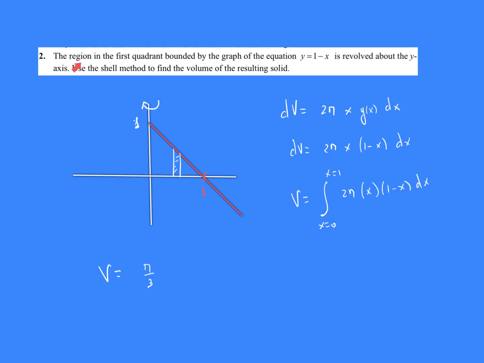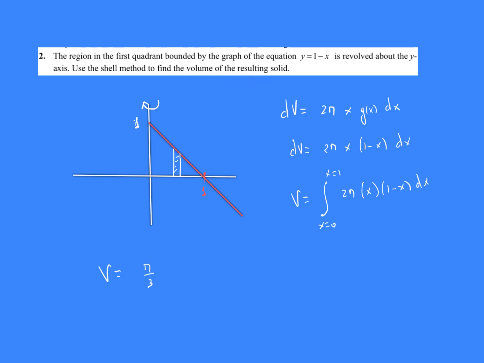The next problem is the region in the first quadrant bounded by the graph y equal 1 minus x. Y equal 1 minus x is this graph. It's a rectilinear line with a slope of minus 1, and when x equals 0 it is 1, and when y equals 0, x equals 1. So this is the rectilinear line, and it's revolved through the y-axis. If it's revolved through the y-axis and I pretend to use the shell method, I have to consider vertical doors. Use the shell method to find the volume of the resulting solid.